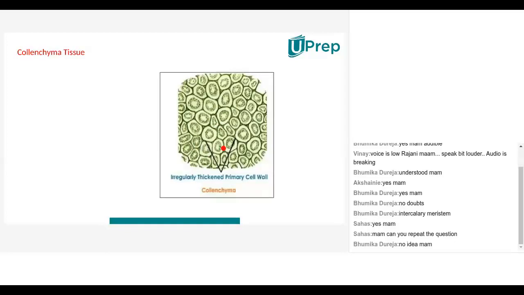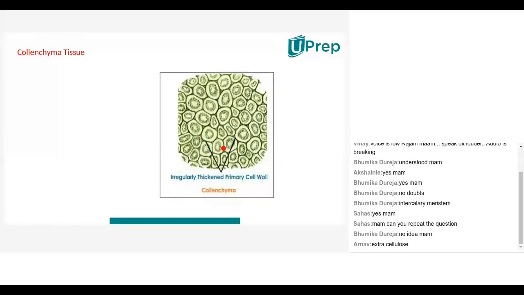So why does the collenchyma tissue have cells with very uneven thickening in the cell walls? That is related to the functional aspect of collenchyma. In the previous slide, we discussed the parenchyma tissue where we talked about the big vacuole for storage purpose, like the chlorenchyma or aerenchyma, storing chlorophyll or water. Yes, extra cellulose. The cell wall is made up of cellulose.